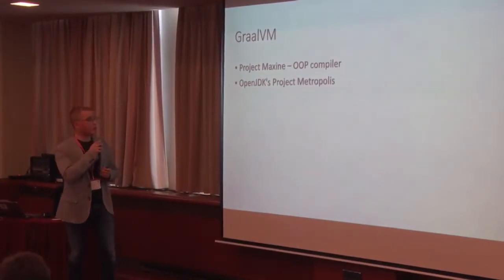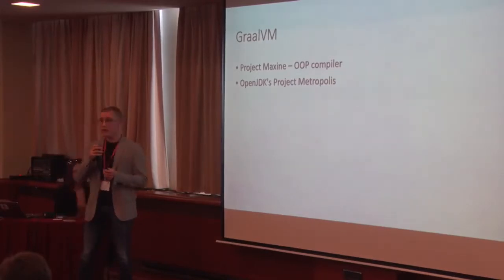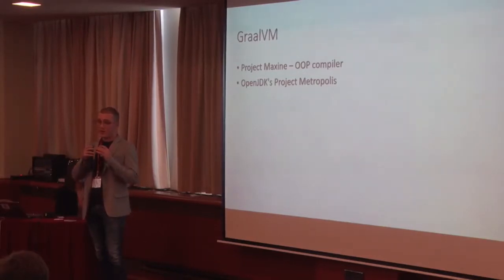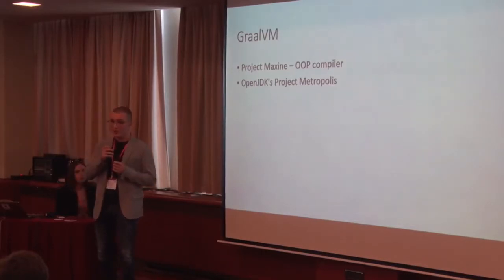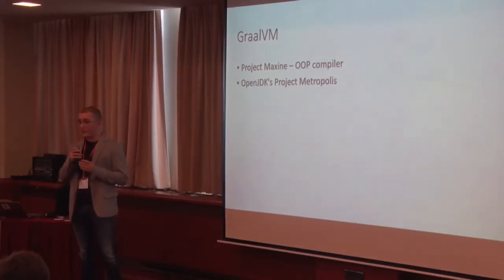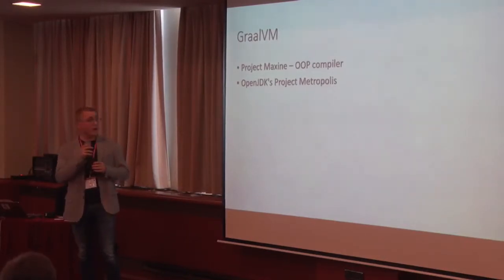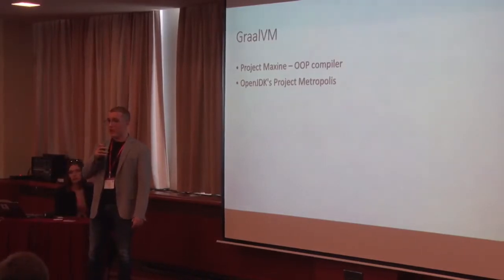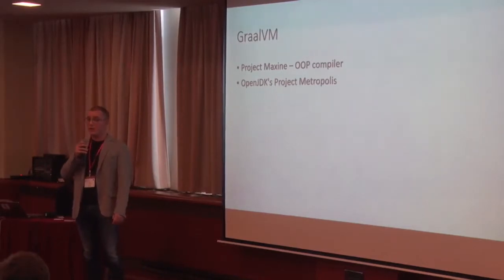Then OpenJDK's project Metropolis presented the GraalVM virtual machine. Basically, this is a high-performance embeddable polyglot virtual machine in which you can use different languages, for example native languages, JVM-based languages, and interpreted languages, in the same runtime system. This is currently being developed by Oracle Labs in Austria, and they are collaborating with Johannes Kepler University in Linz.